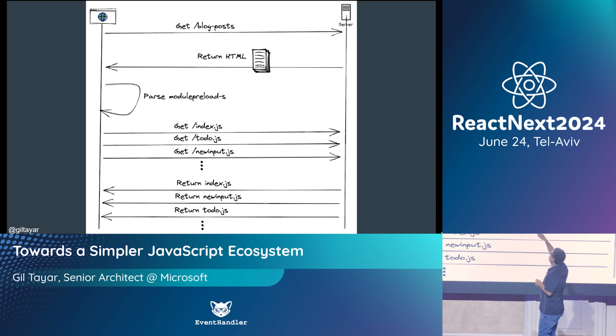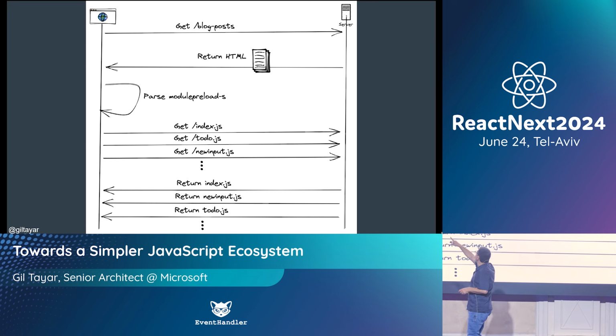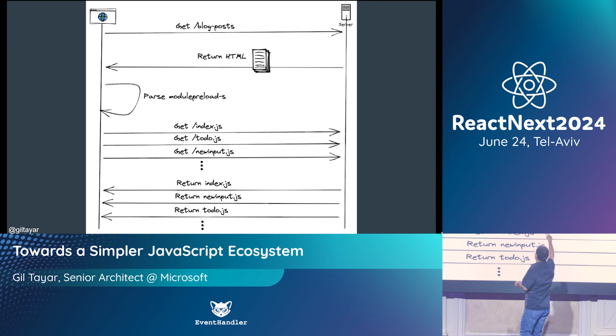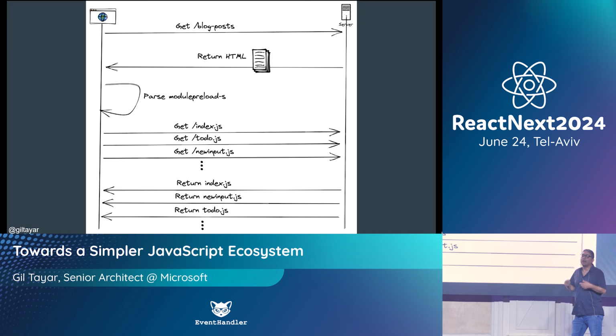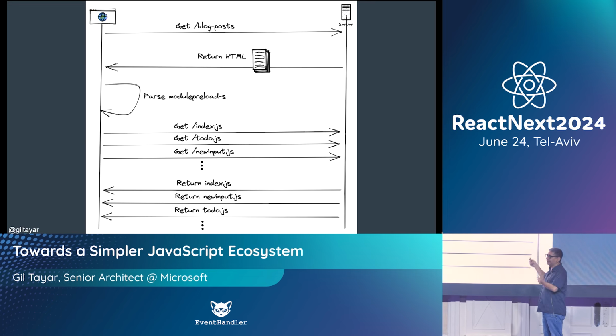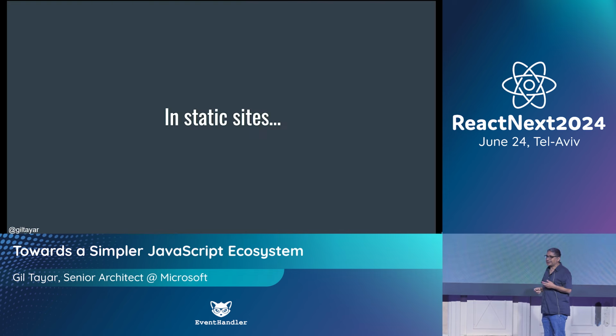Let's say I have a get to blog post. It returns the HTML, parses the module preloads, and then gets index.js, gets all the files, and we're done. This is the usual step of a browser bringing in the JS files. This is great in static sites.